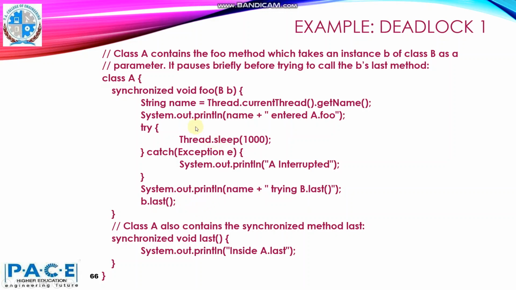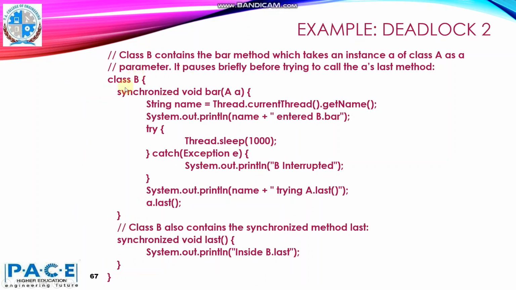When a thread enters the foo method in class A, which is a synchronized method, it acquires the monitor of the class A object. When it calls b.last, which in B is again a synchronized method, it is trying to acquire the monitor of the class B object. Class A provides one method foo and another method named last, in which we just print that we are inside A's last. Both are synchronized methods.